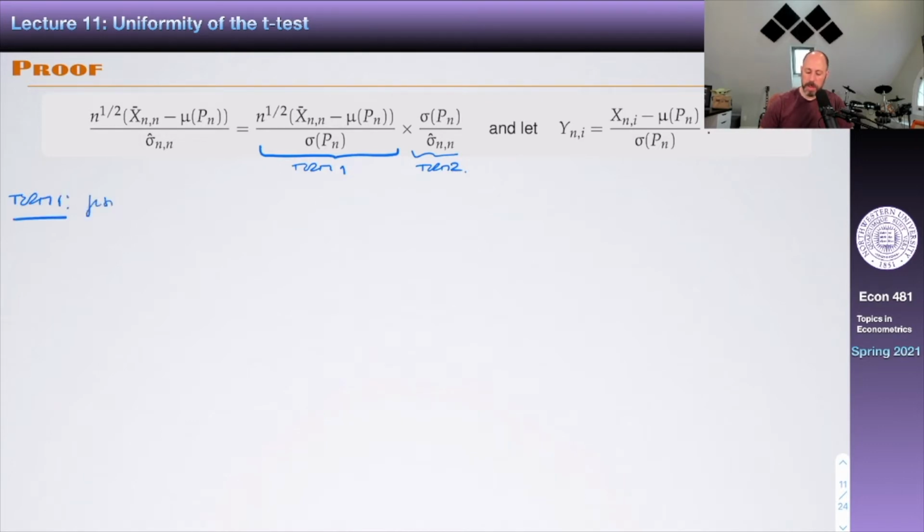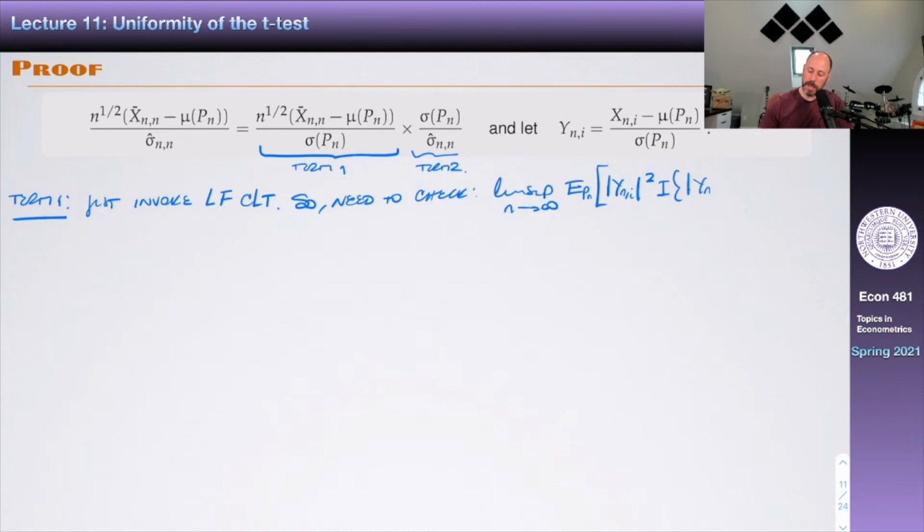For term 1, you can just invoke the Lindeberg-Feller CLT. So we need to check the usual condition in this CLT, which says the lim sup as n goes to infinity of the expected value under Pn of Y_i squared times the indicator that the absolute value of Y_i is greater than epsilon times square root n is 0, for all epsilon positive.